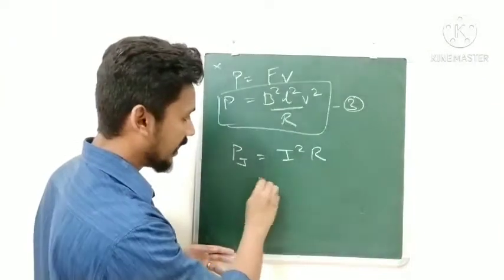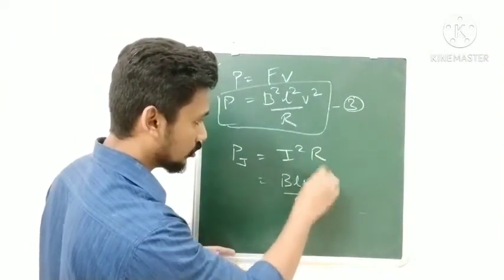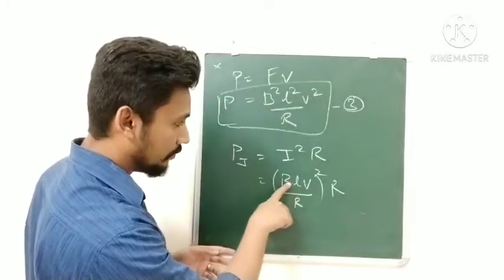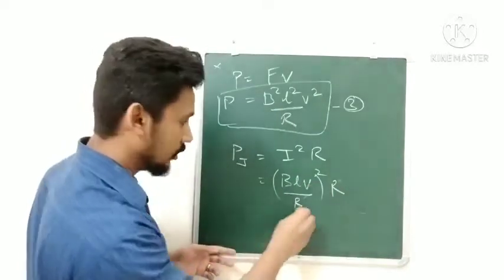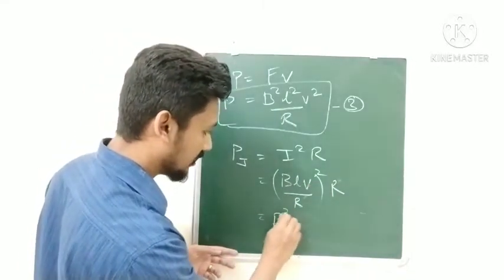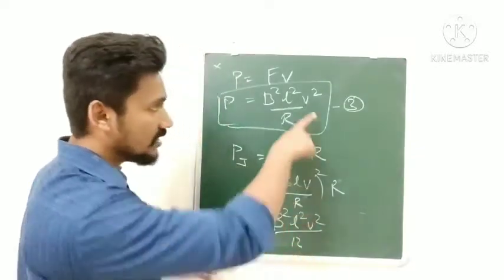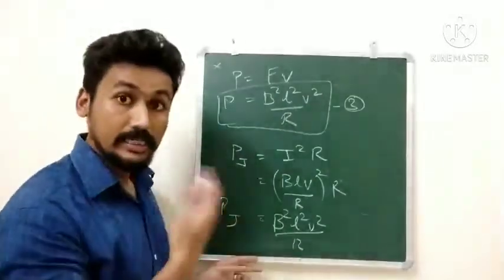Okay, how much is I? I was BLV upon R. So the square of that multiplied by R, you will get B square L square V square upon R square, and this R will get cancelled. So we will get this as B square L square V square upon R, which is very similar to equation number 3. Okay, so that is nothing but the heating power.